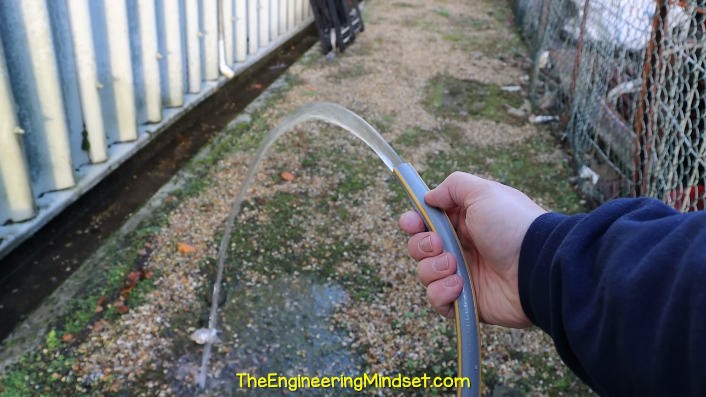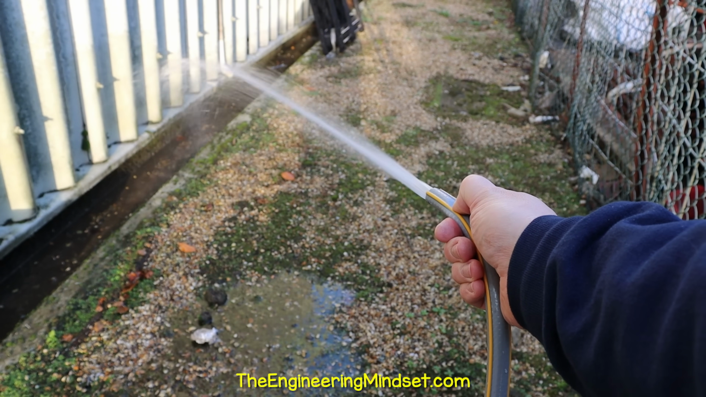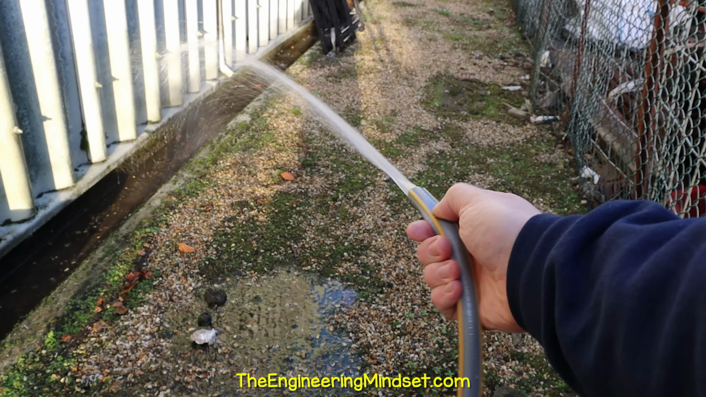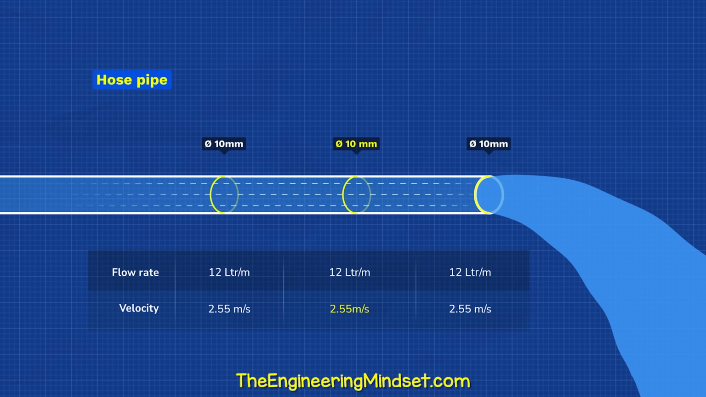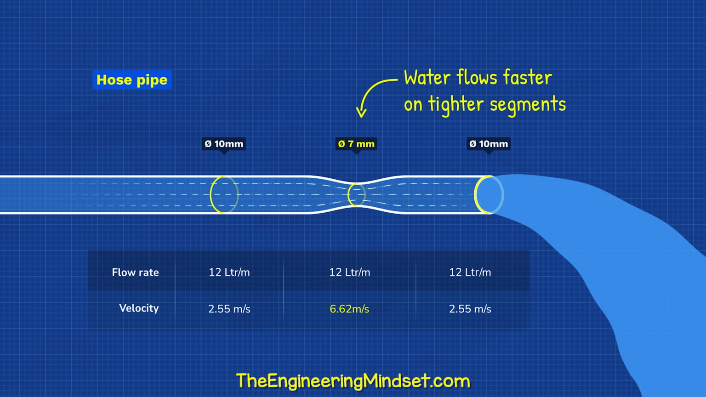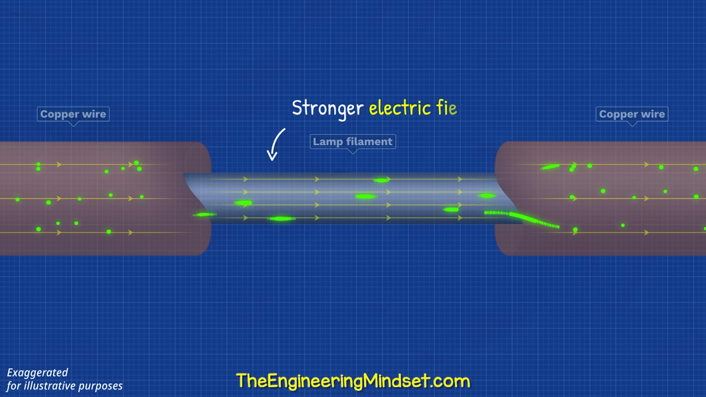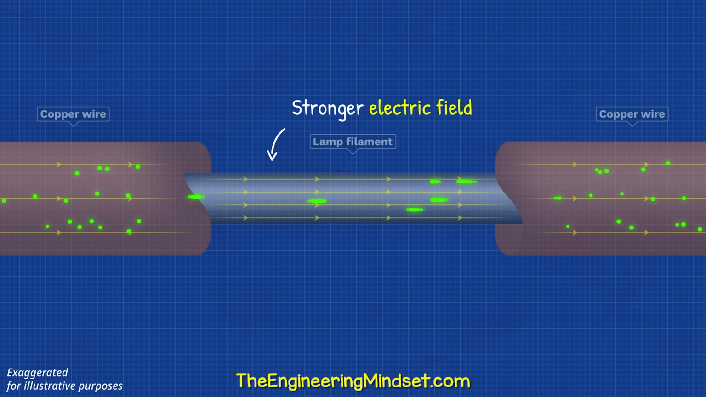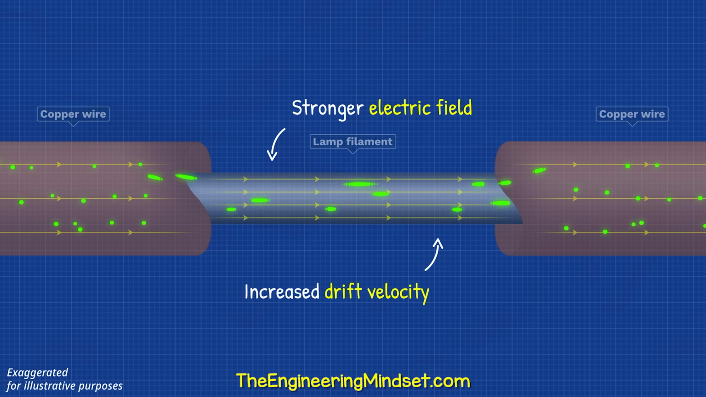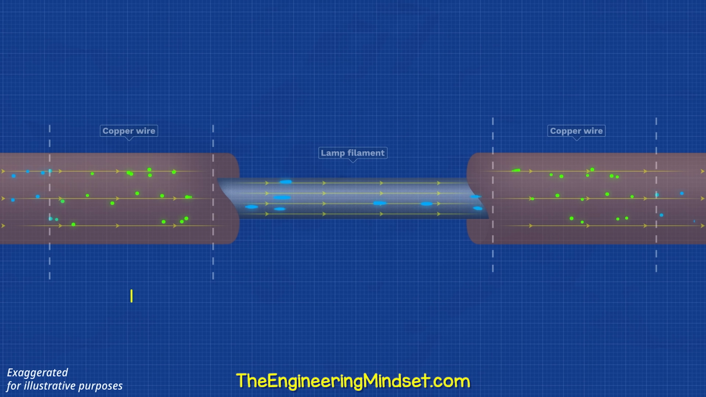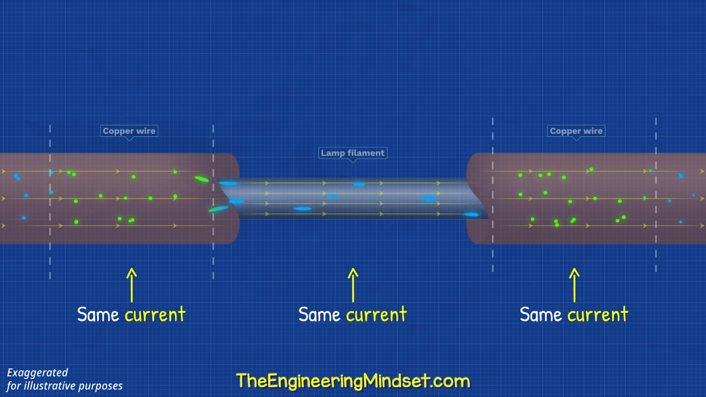If you think about water passing through a hose, when we place our thumb over the end, we reduce the cross-sectional area, so the water flows faster through this part, even though the same quantity of water flows before and after this point. The same must happen with electrons in the filament of the lamp. The electric field is stronger because of the steeper surface charge gradient, and that causes a higher drift velocity. But the same quantity of electrons move, so we have the same current.